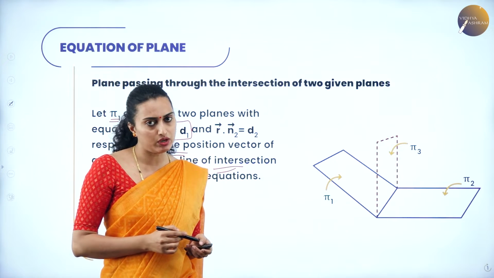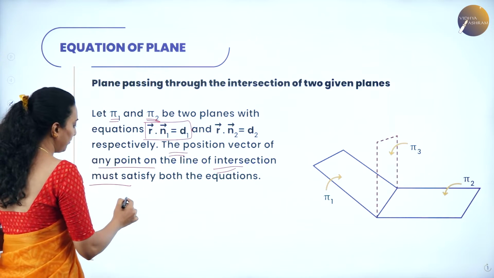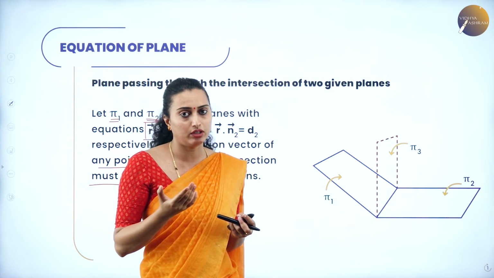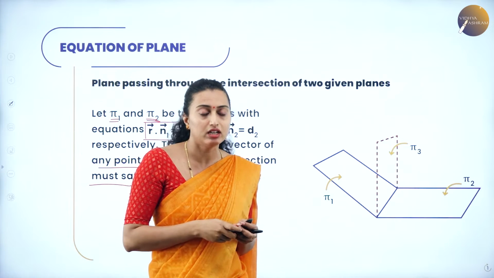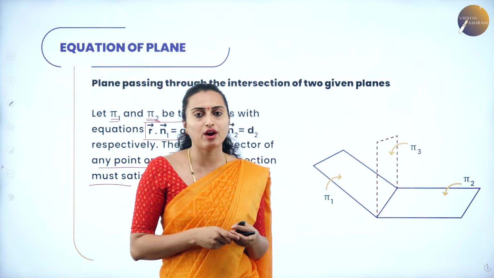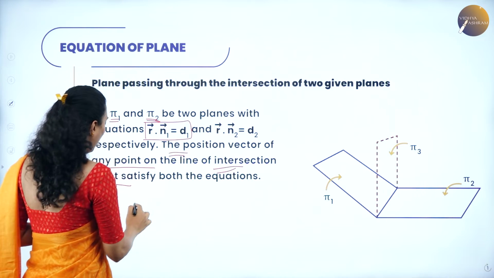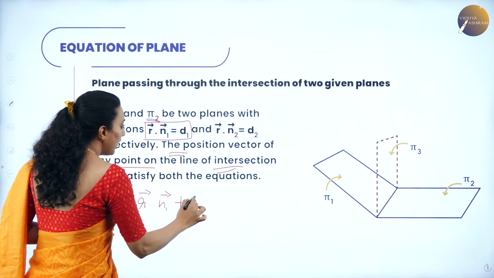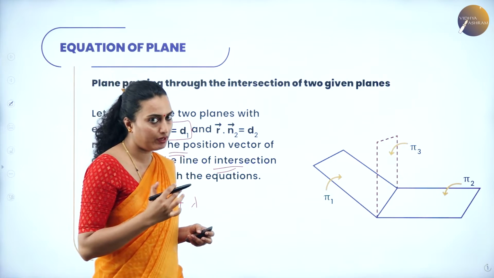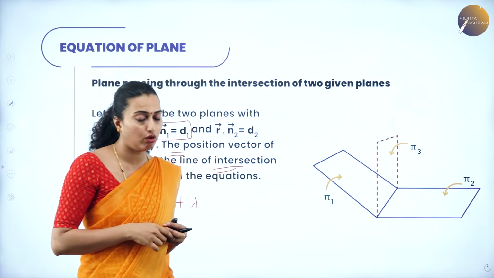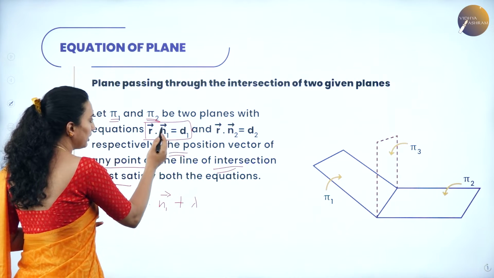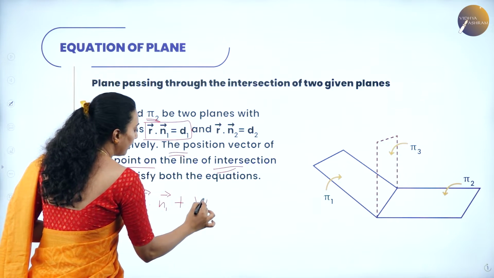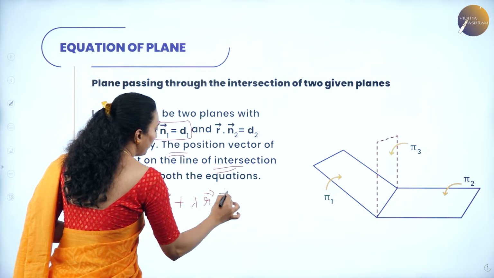So what equation can you have? Lambda is a parameter, or a constant, and I am going to add it because I am going to find the equation of pi 3. So, r vector dot n1 vector plus lambda into the other equation, r vector dot n2 vector. What is the right hand side?